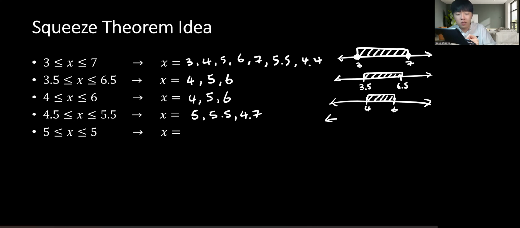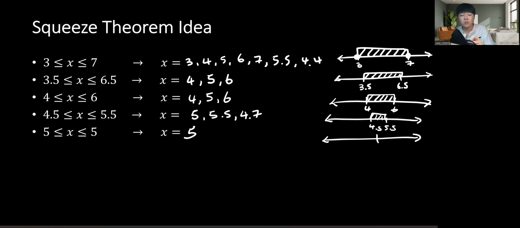So here, look at this. This is 4.5 and 5.5. As you see here, your range is squeezing. What if our x is between 5 and 5? Then the possible value of x is only one thing, 5. Which means that x is 5, right?